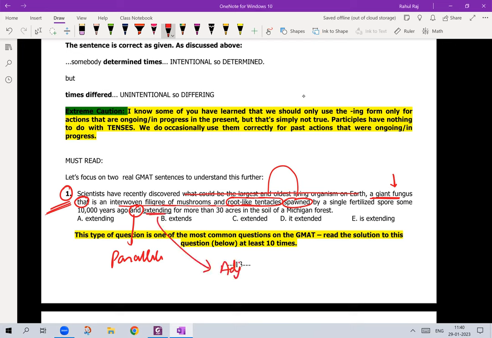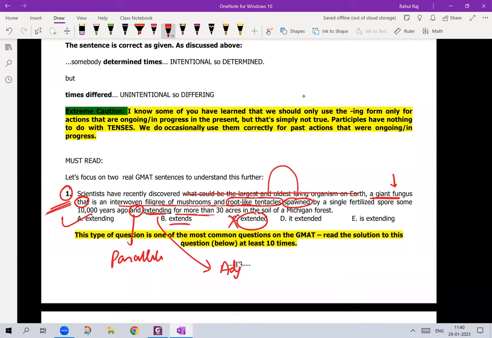For more than 30 acres of soil in the Michigan forest. Now, Harin, tell me: is the extension of root under the soil under our control or not under our control? It is not under our control. So it should be extending as an adjective. Extended as an adjective will be wrong. C is an adjective, A is also an adjective, but A is the right answer. Extends, this is a verb.